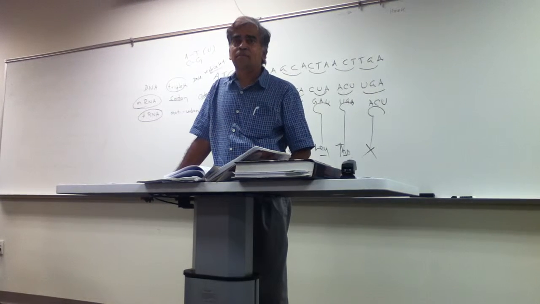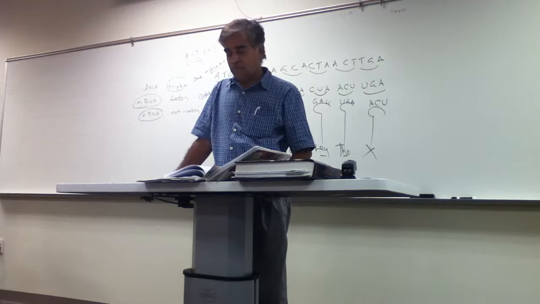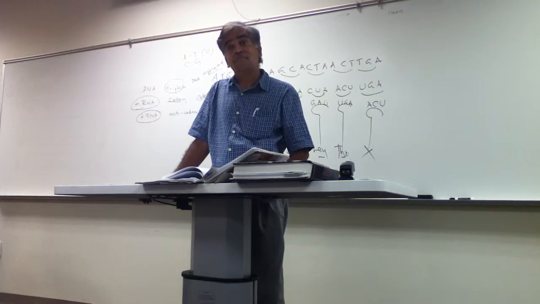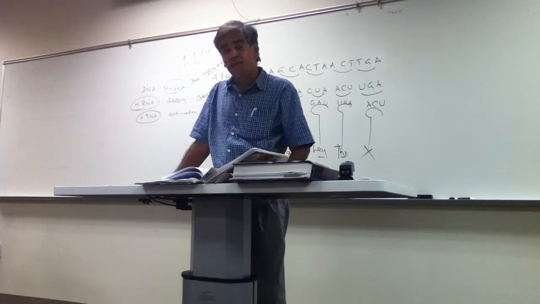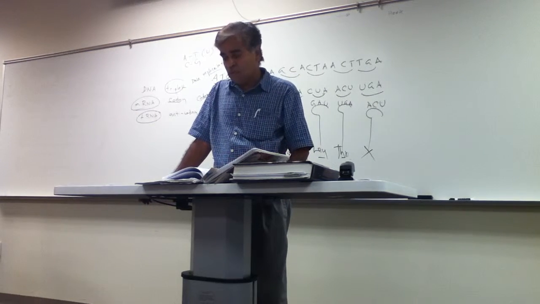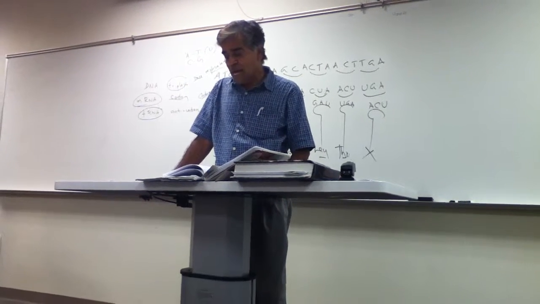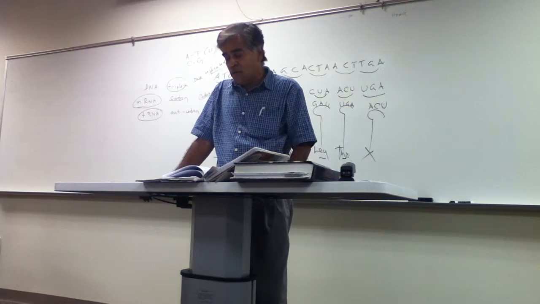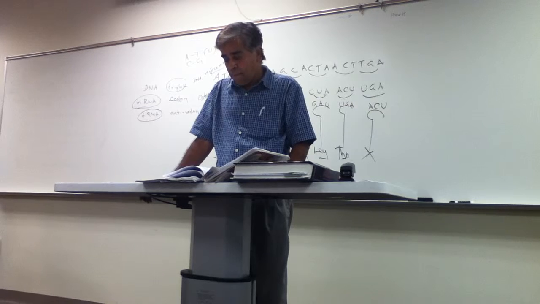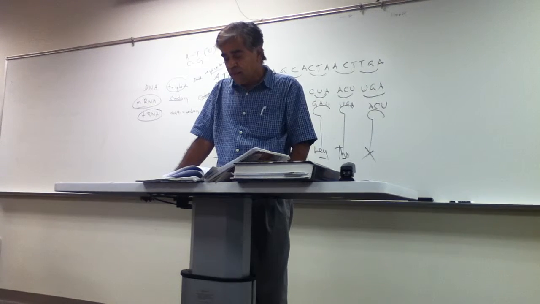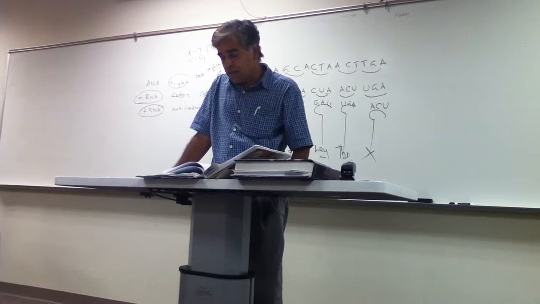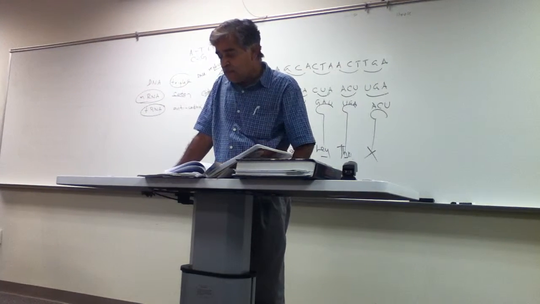So the base triplet and the anticodon are the same? In this case, it happens to be the same, because of the way it is. If you want, you can try one more. So let's look at valine, GUU. So the anticodon will be what? CAA. And your DNA template, you will have CAA.